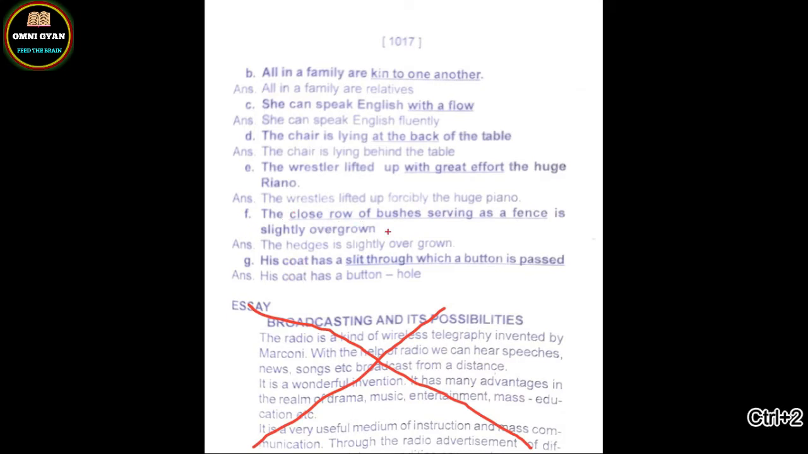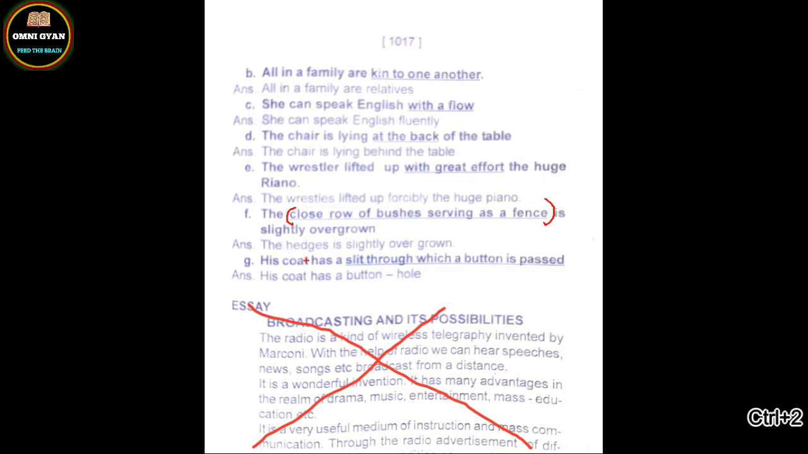The close row of bushes serving as a fence is slightly overgrown. Okay, so the underlined words are close row of bushes serving as a fence. Till here it is underlined. If you substitute it with one word, it means the hedges. Bushes in gardens are called hedges.